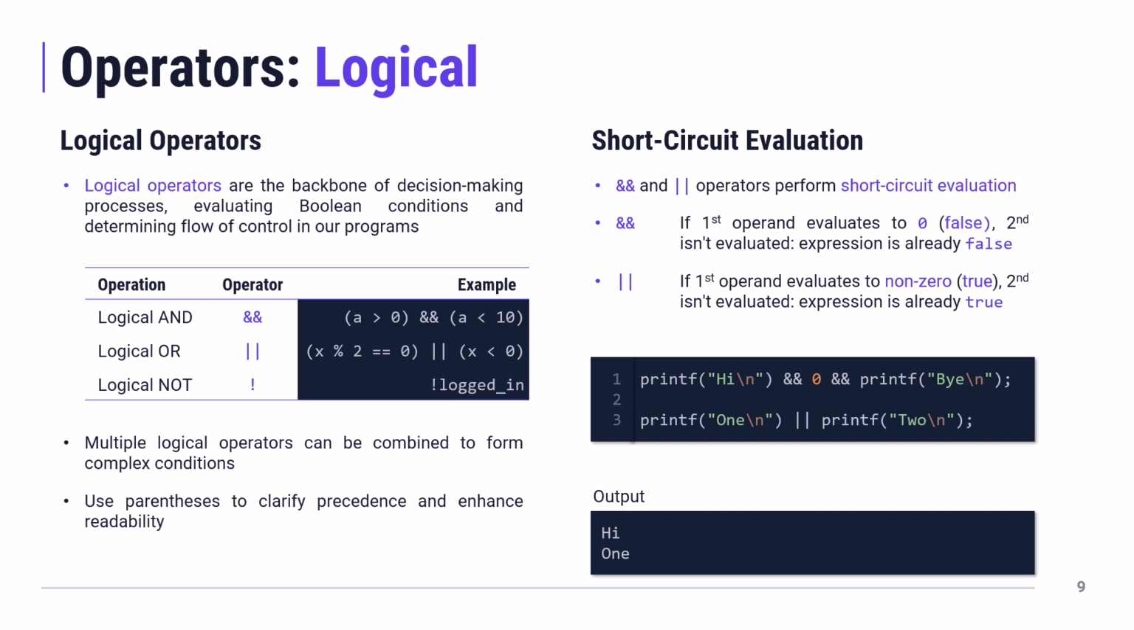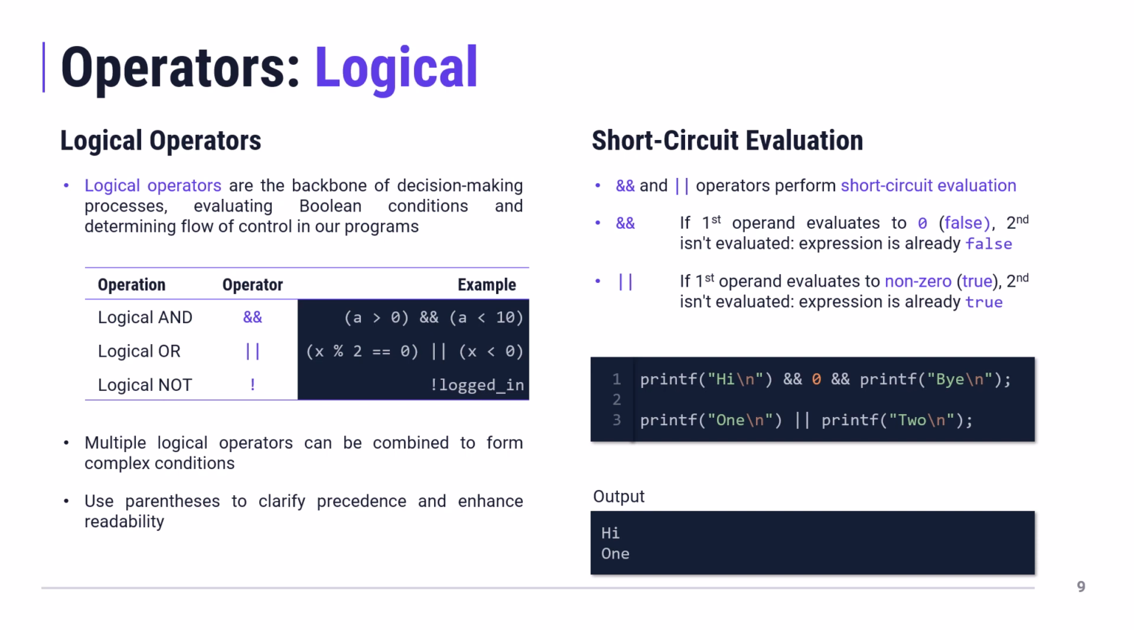Okay, we've got the logical operators. Logical operators are used to evaluate Boolean conditions and determine the flow of control in our programs. We've got logical and, or, and not. Again, I think we're all familiar with these from Java. And of course, we can combine multiple operators together to form more complicated conditions. I would recommend using parentheses to clarify the precedence in your conditions, especially if you have long, complex conditions. I think it enhances readability to put parentheses around each one, but I'll leave that up to you.